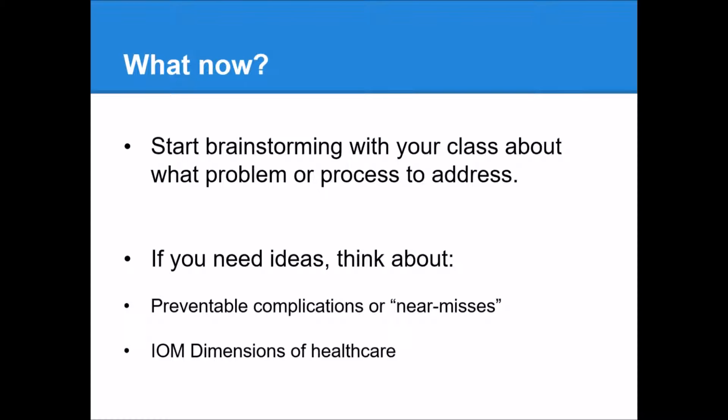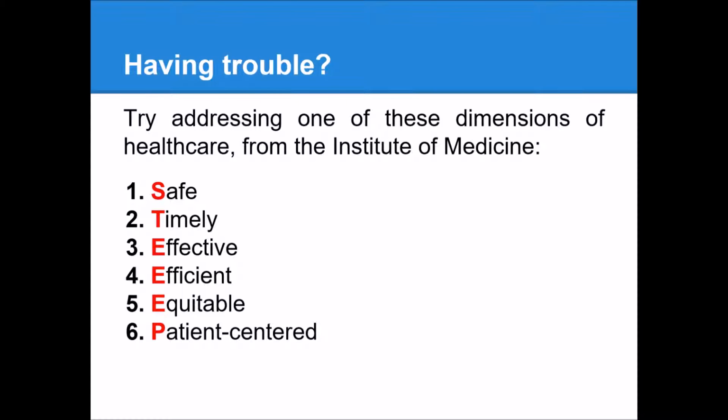You can also think about the Institute of Medicine's dimensions of healthcare. Well, what are those? The Institute of Medicine came up with 6 aspects of good patient care, with the acronym STEEP. They say that good patient care should be safe, timely, effective, efficient, equitable, and patient-centered. So you can think about some aspect of patient care that you've seen that was not one of those things, and try to figure out how to make it so.